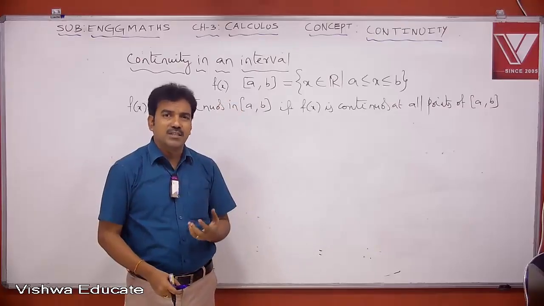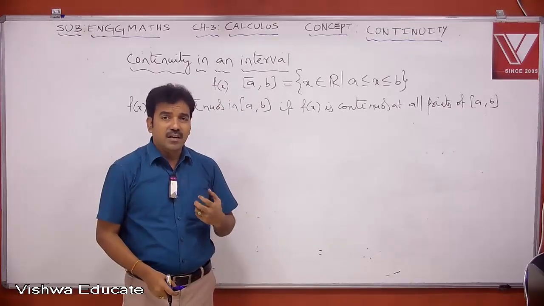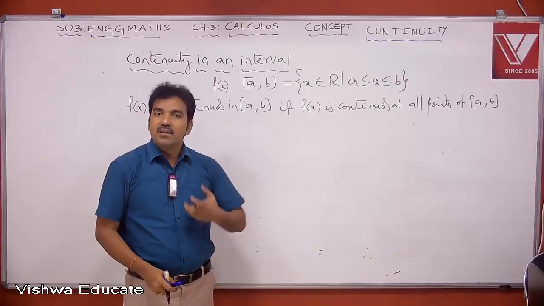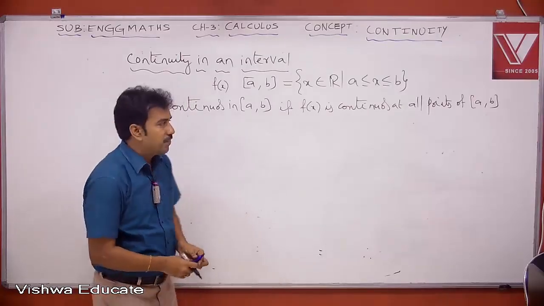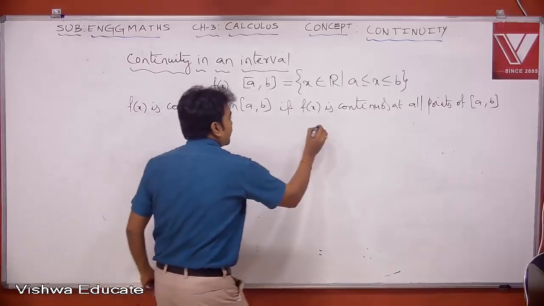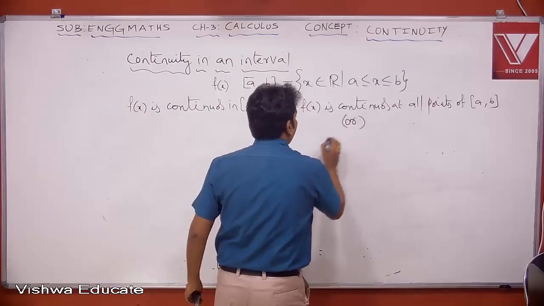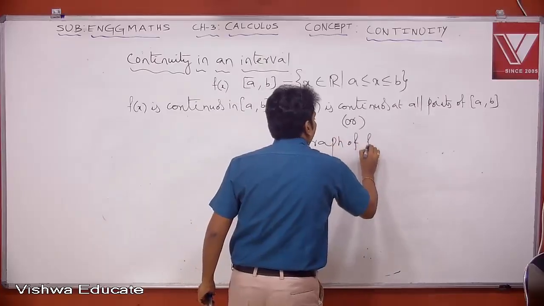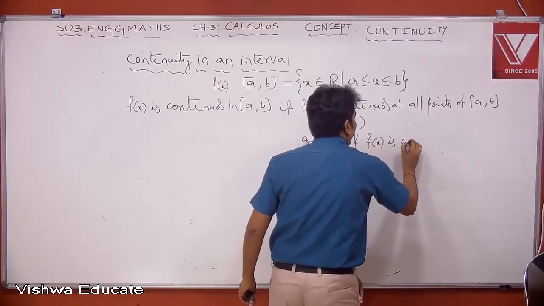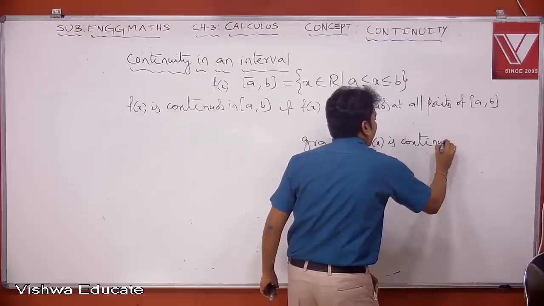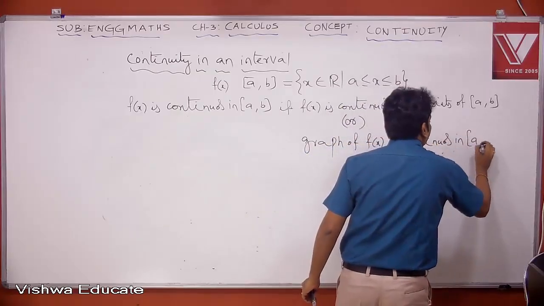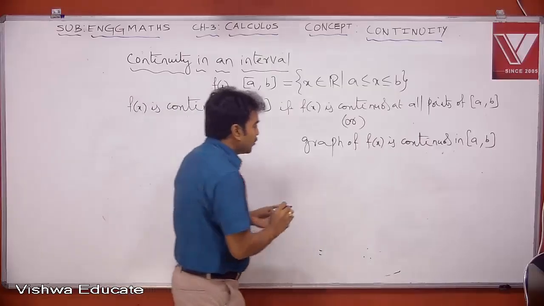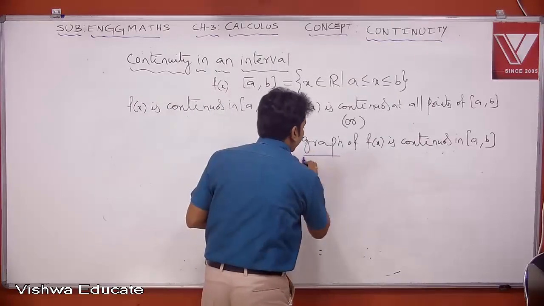So analyze its continuity at all points. If a function is continuous at all points in a specific domain, then we say that it is continuous in the total closed interval a comma b. Or the equivalent definition is, if the graph of f of x is continuous in the closed interval a comma b, then also we can say that the function f of x is continuous in the closed interval a comma b. So the graphical representation of f of x is important.